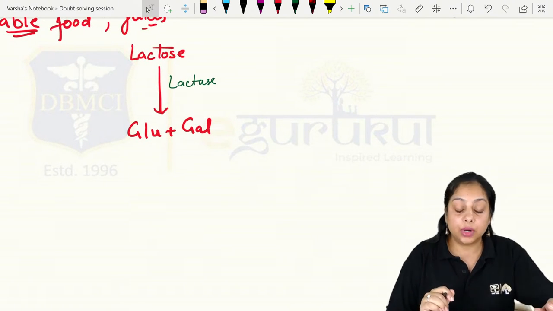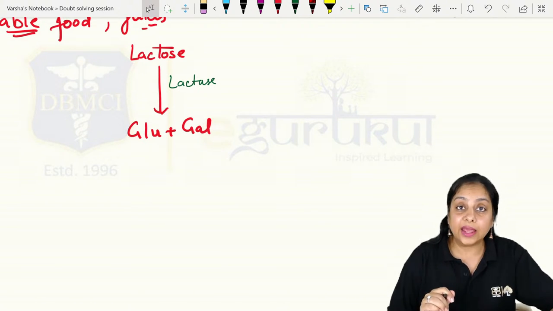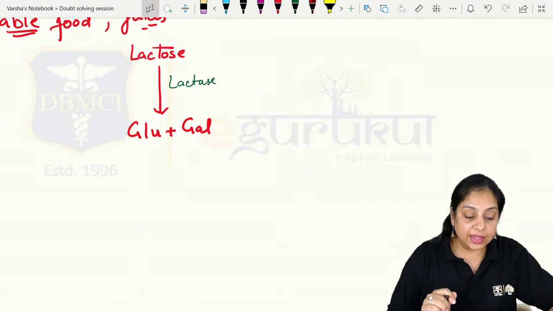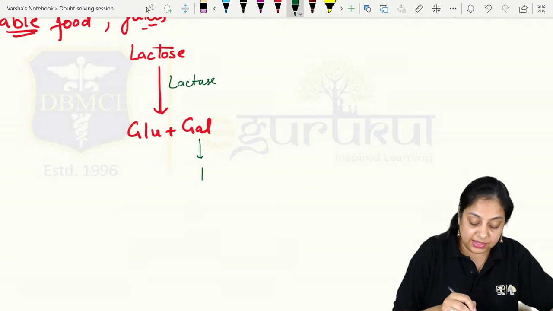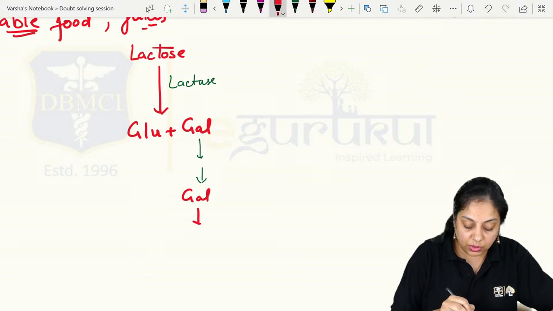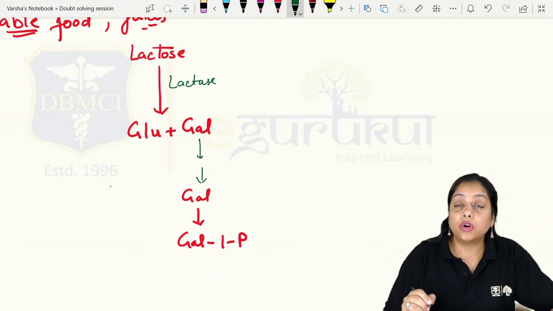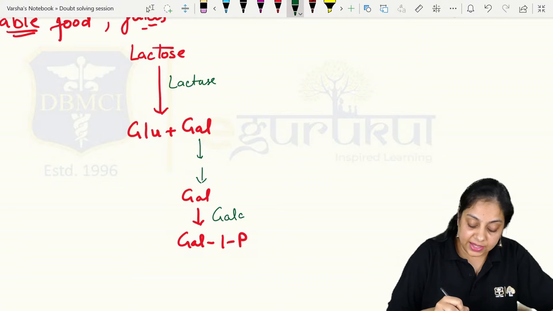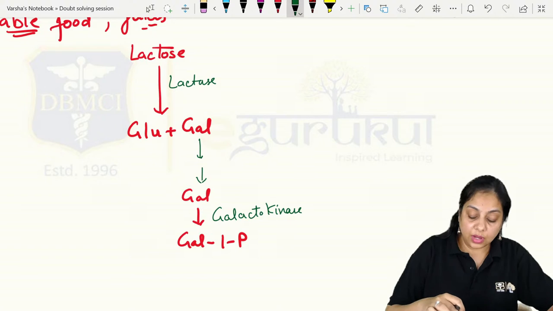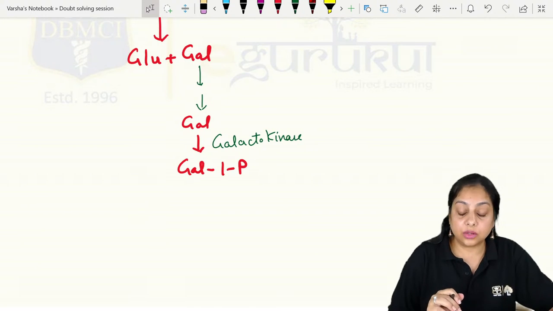Lactose is converted into glucose and galactose, right? And now the body has to take care of the galactose. How is it going to do it? Galactose is brought inside the cell, where it will be converted first into galactose-1-phosphate. Phosphate is added by a kinase enzyme; in this case we call it the galactokinase enzyme.